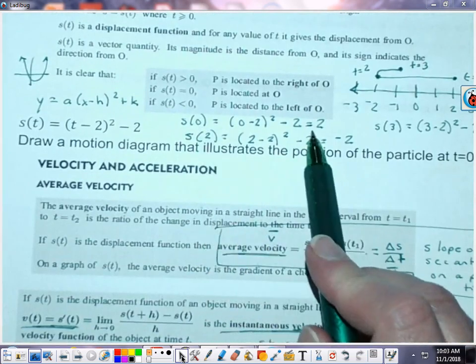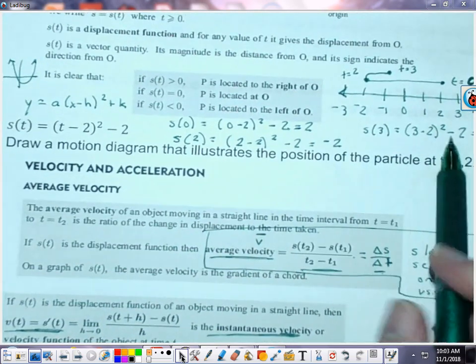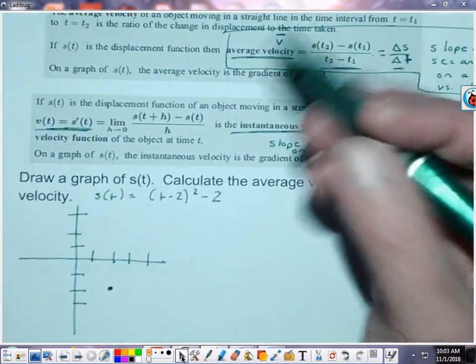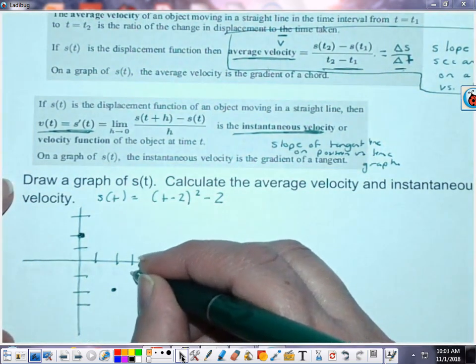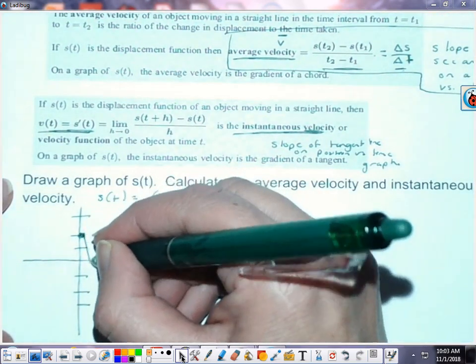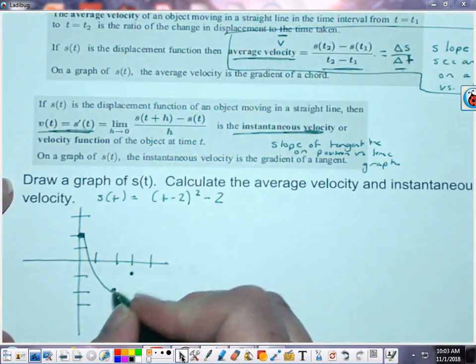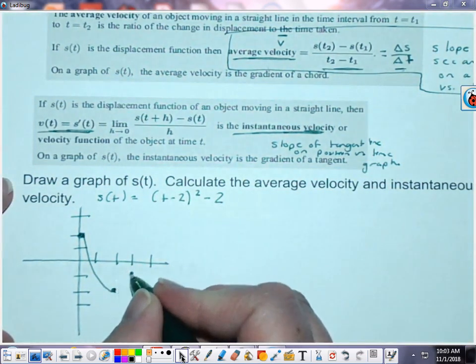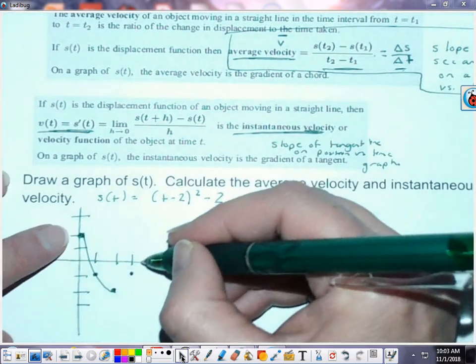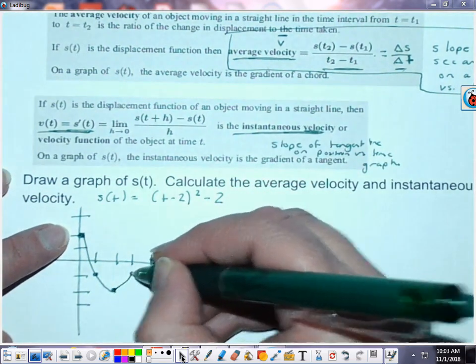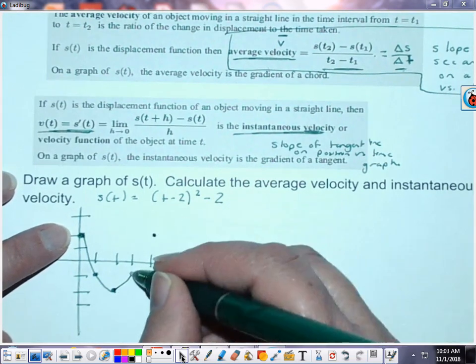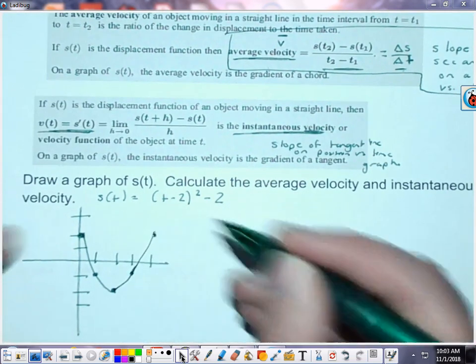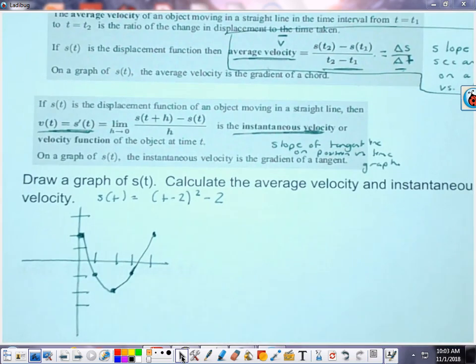And we also found 2 other points up here. So we found S of 0, S of 2, and S of 3. So I'm going to put those 3 points on there. So S of 0 was 2. S of 3 was negative 1. And this is a parabola, so you know everything's symmetrical. So I could actually put symmetrical points on each side if I wanted to. Could put one right here, drawn symmetrically.